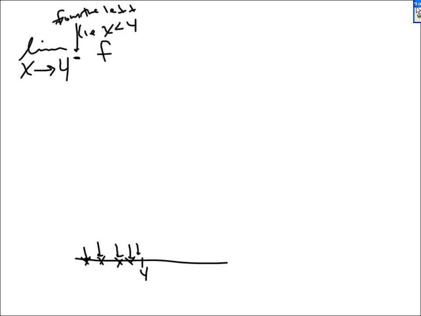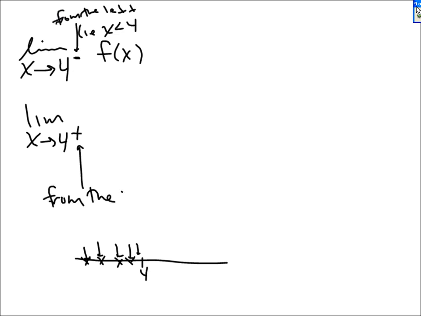And you want to find the limit as x goes to 4 of some function. You want to find the limit as x goes to 4 from the right. Plus means from the right. You're here and then there and then there. You're getting closer and closer to 4, but you're coming from the right. That means the x's are bigger than 4.